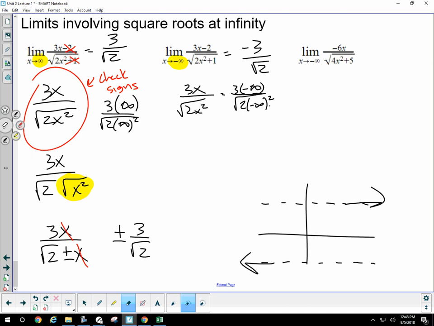Once we get there, we have to figure out, if I go to the left, am I going to positive 3 or negative 3? Check your answers with a neighbor.